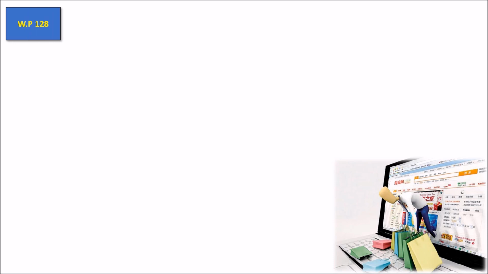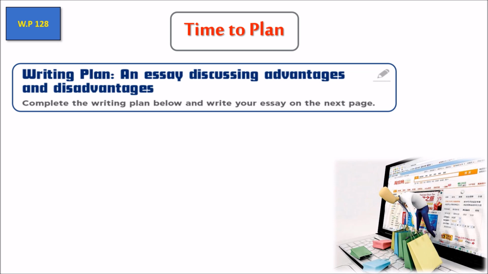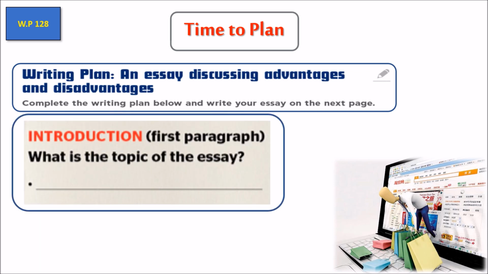Now open your workbook, page 128. It's time to plan. Writing plan, an essay discussing advantages and disadvantages. Complete the writing plan and write your essay on the next page. So now for planning. The introduction, the first paragraph. What is the topic of the essay? Just look at the picture we have on this slide. What is the topic? Very good. It's online shopping. Fantastic.